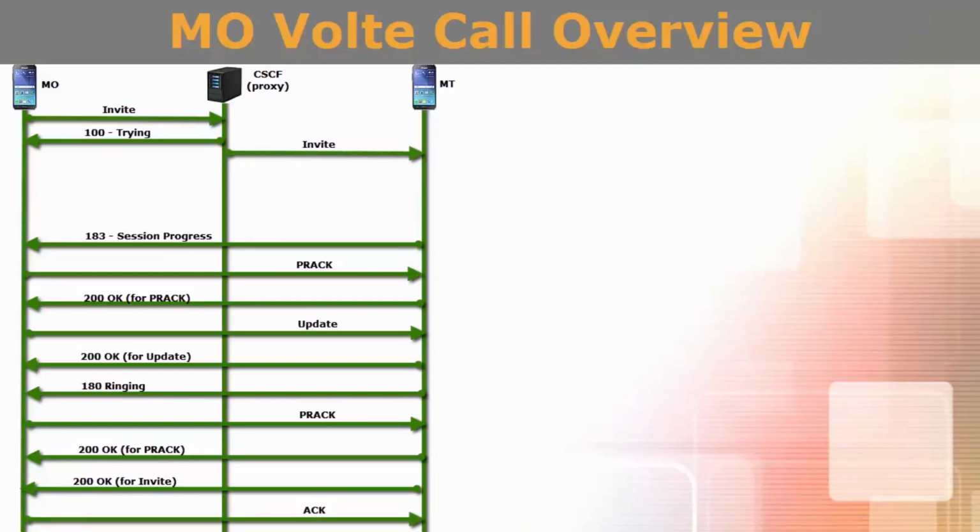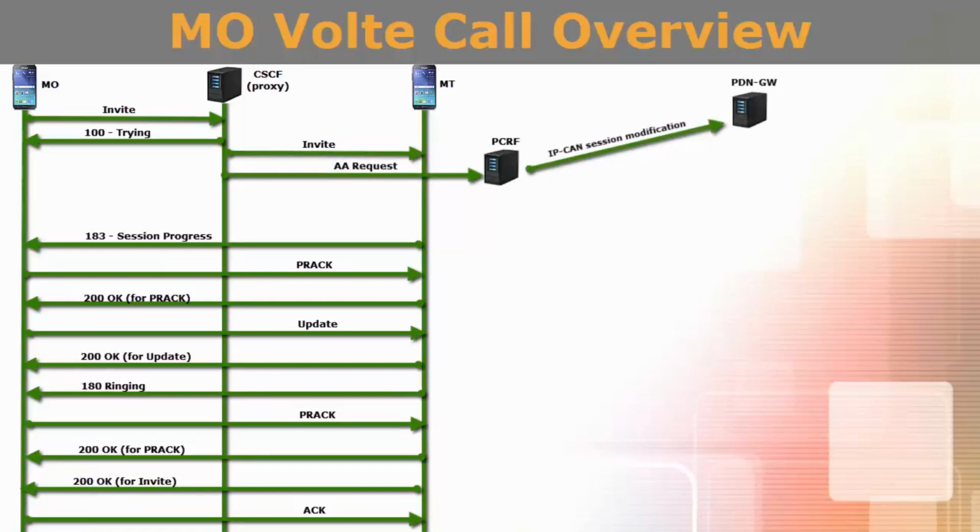Till now we talked about only SIP messages, but one DRB has to be set up at UE side for this voice call data to be transmitted on air interface. Let's talk about creation of that DRB now. PCSCF triggers creation of dedicated EPS bearer by sending AA request message to PCRF. PCRF sends IP CAN session modification to PDN gateway.